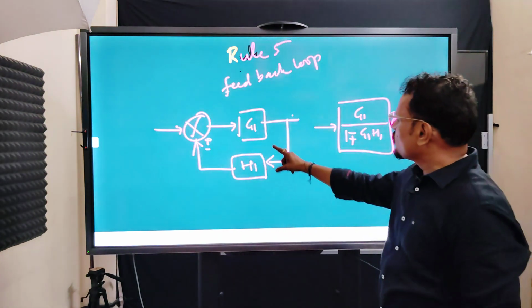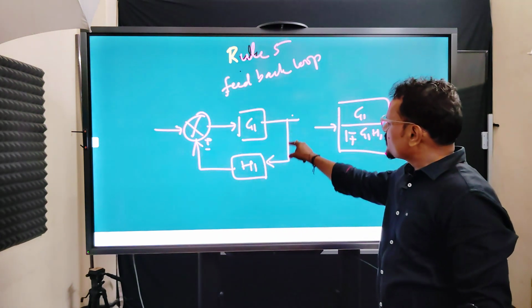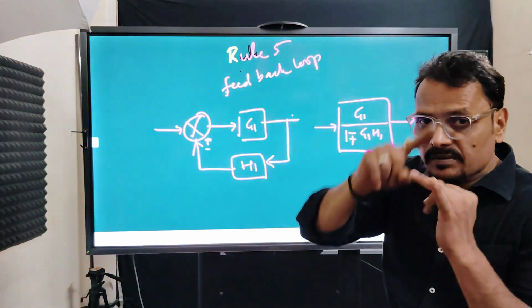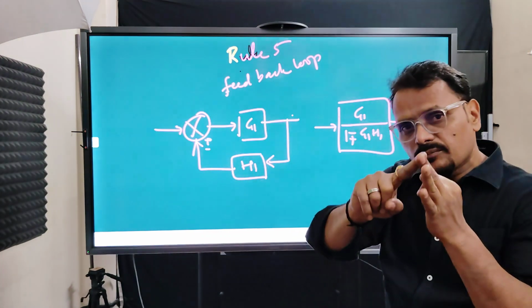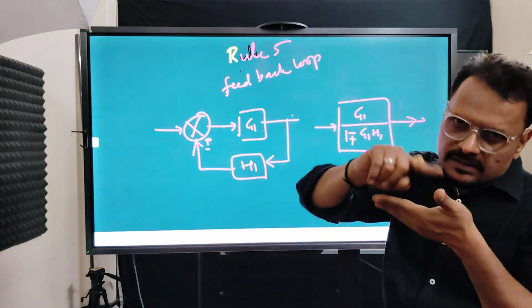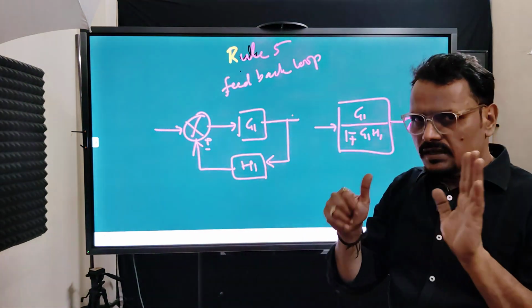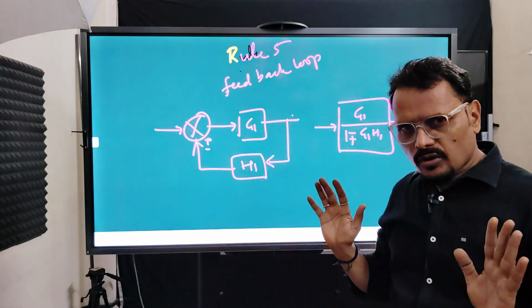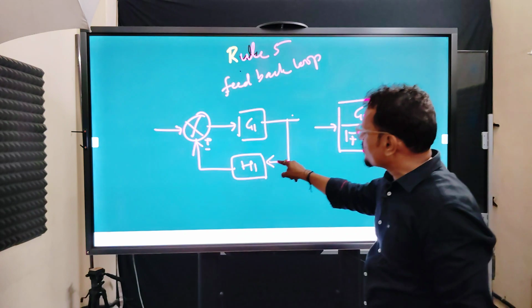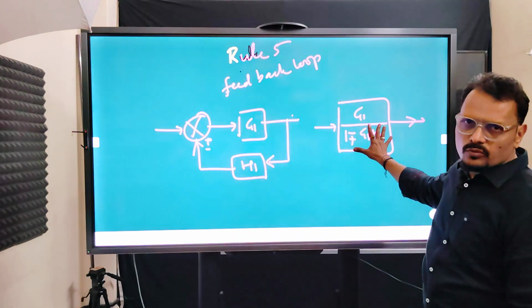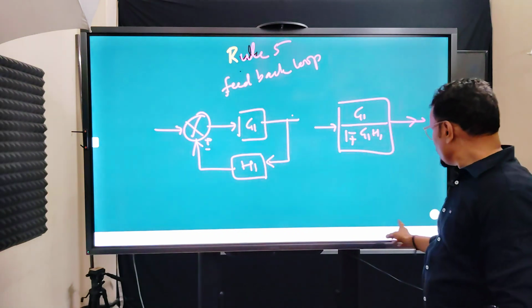So the feedback loop rule was that we can replace it if you find a feedback path. As I told you about the forward path, feedback path, summing point, forward gain, feedback gain, and take off point, these were the parameters in any kind of block diagram. Now in this block diagram there is a feedback path and a forward path. To replace that with one block, we have to go with this rule. This is rule number 5.